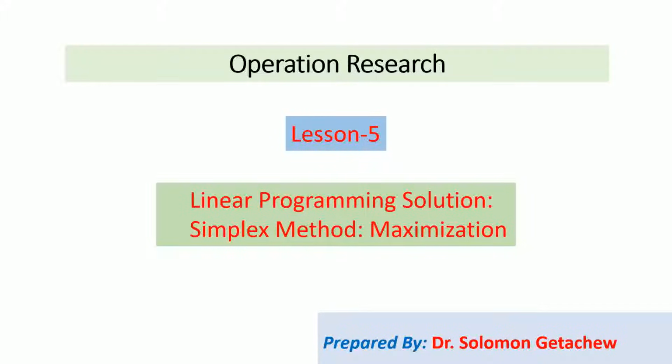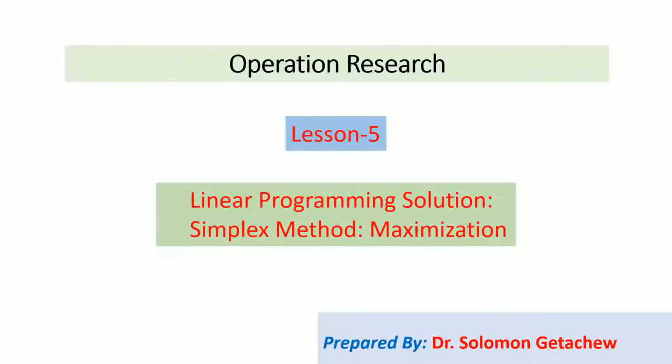Hello everybody and welcome to lesson 5: linear programming solution using simplex method in the case of maximization. Previously, as you remember, we have discussed linear programming solution using the graphical method. By the way, the graphical method can solve linear programming having two decision variables. If the decision variables are more than 2, we have to search for another method to solve the linear programming.